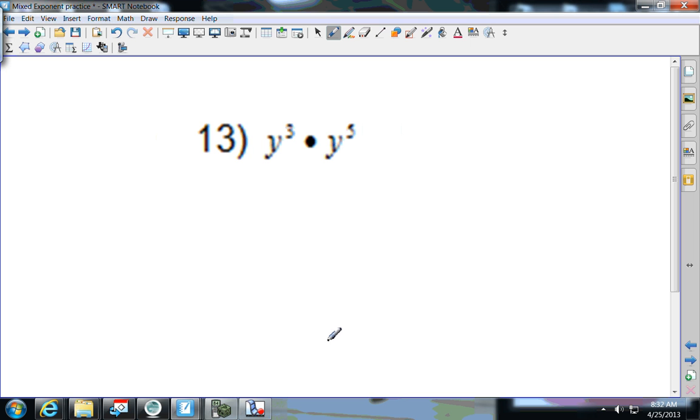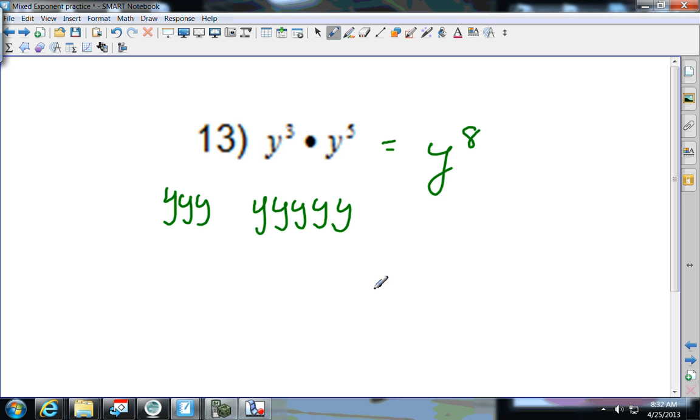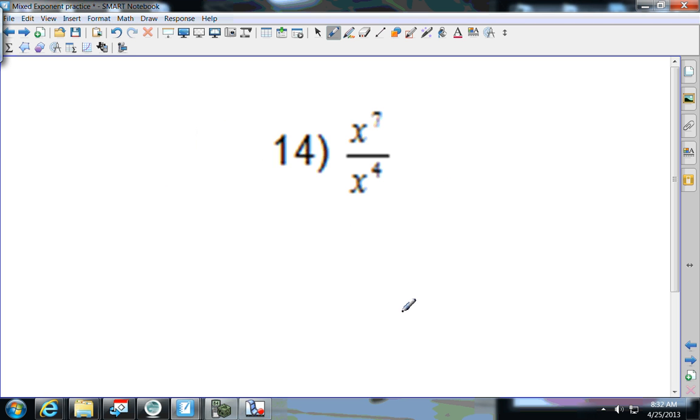Number 13. Here we are multiplying, so we have the same base. So we keep the y, and all we do is we add the exponents. That's because y to the third means there's 3 of them. y to the 5th means there's 5 of them. How many total y's are there? 8. Here's the next one. Dividing. When you're dividing your bases, that means you subtract the exponents. This should be x to the third.